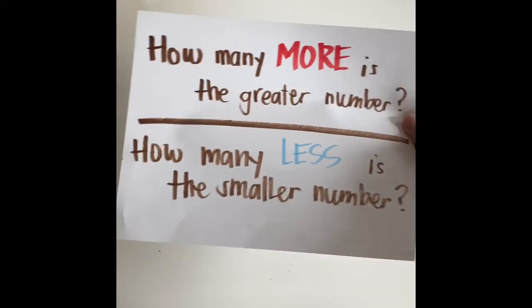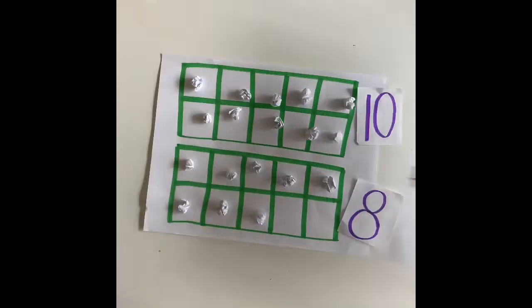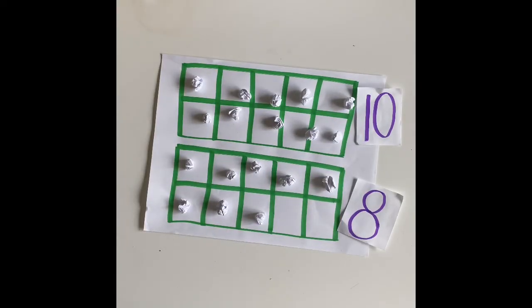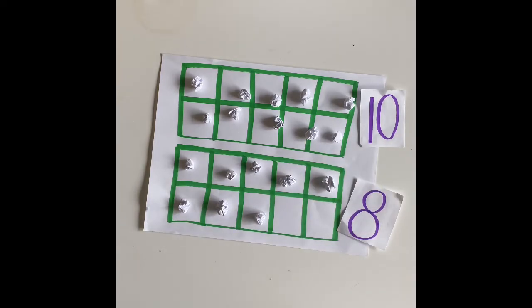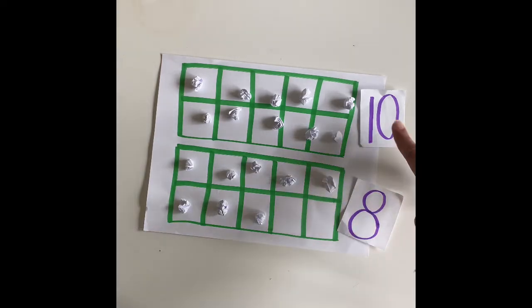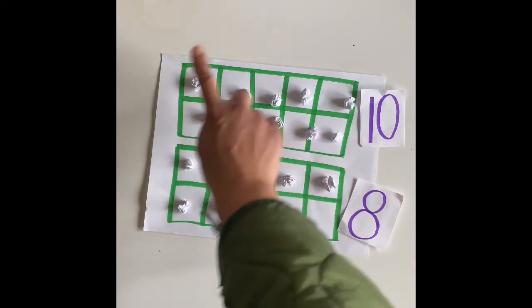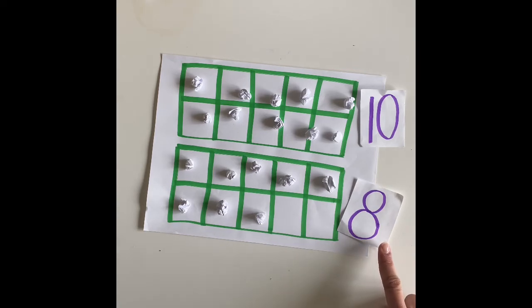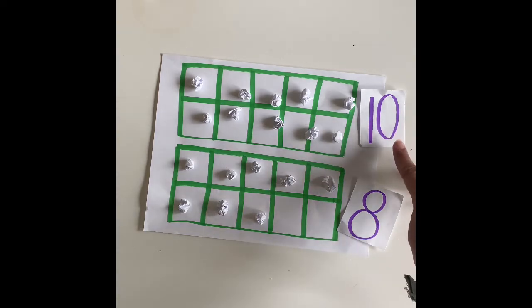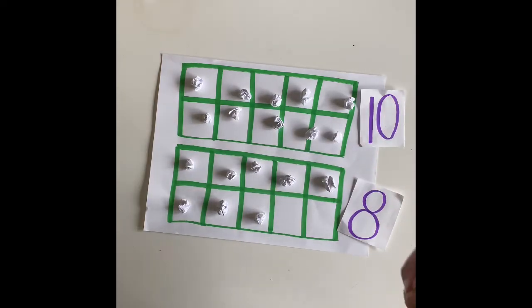The second question again, how many less is the smaller number? First, I'm gonna look at the number that is smaller. It is 8, and I know 10 is the greater number, so I need to know how many less. If I hear the word less, do you think I'm adding more or taking away? I'm taking away. So I'm gonna look at the greater number. How many of these crumpled pieces of paper do I have to take away to make the smaller number? Let's see. Now, I have to count backwards, and I'm gonna count backwards and take away crumpled papers at the same time until I get to 8.